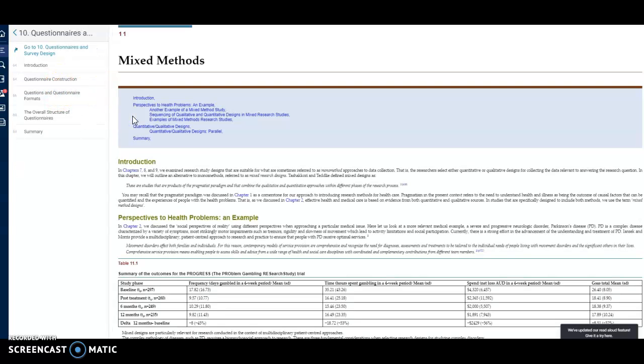Starting with our mixed methods approach. Talks about how we construct those questionnaires, the formats, the basic overall structure there.